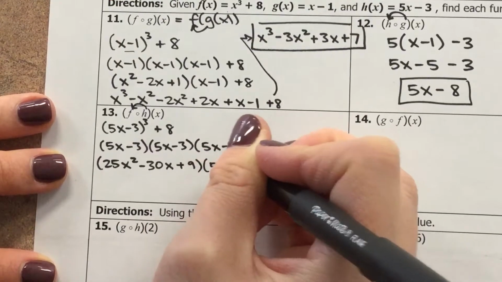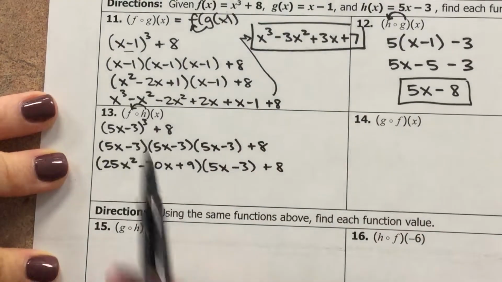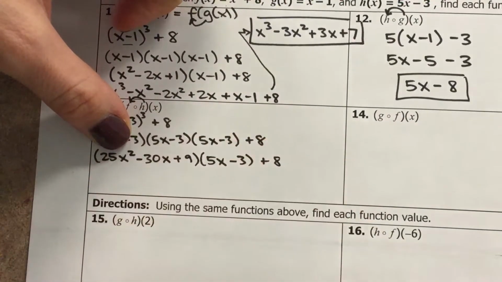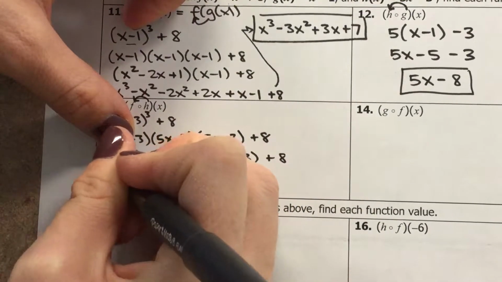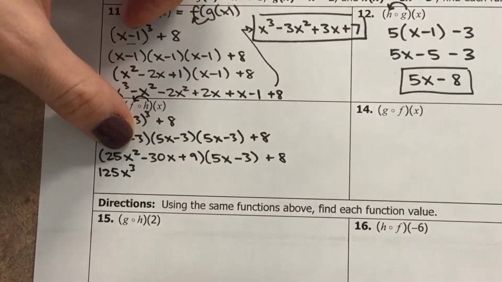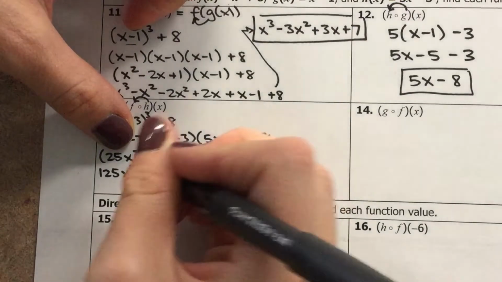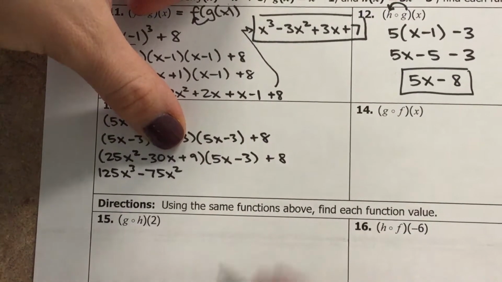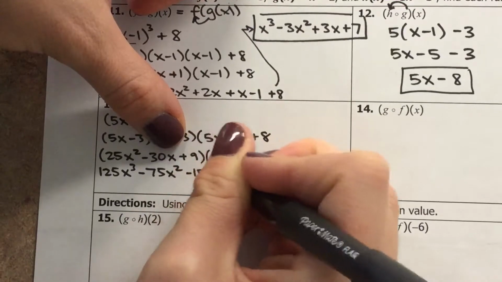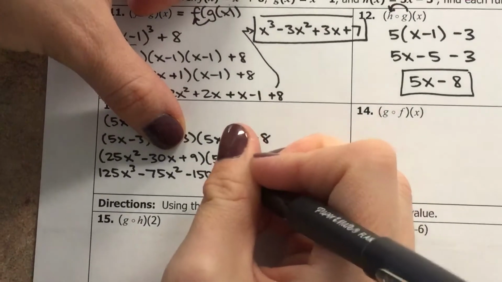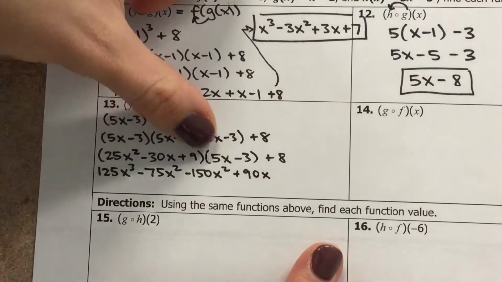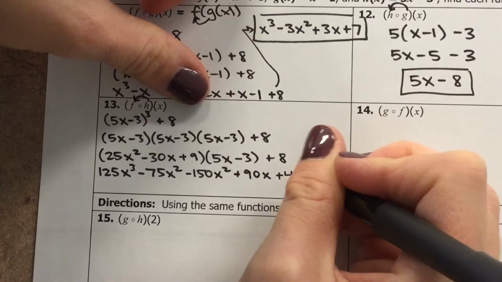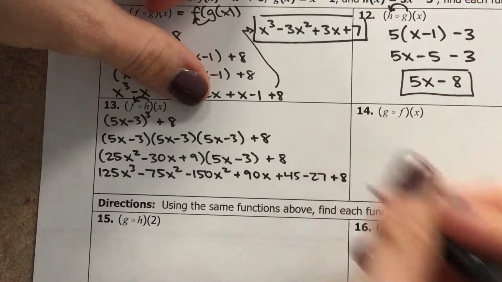We're going to FOIL it out one more time with this last piece, and then add 8. So distribute one piece at a time. So if I take 25x squared and distribute that here, 25x squared times 5x would be 125x cubed. I'm trying to leave space for one more line under here. And then times negative 3 would be negative 75x squared. Then move to this one. Negative 30x times 5x would be negative 150x squared. And then negative 30x times negative 3 would be a positive 90x. And finally move to the 9. 9 times 5x would be 45x. And 9 times negative 3 would be a negative 27. And after all that, we had 8.